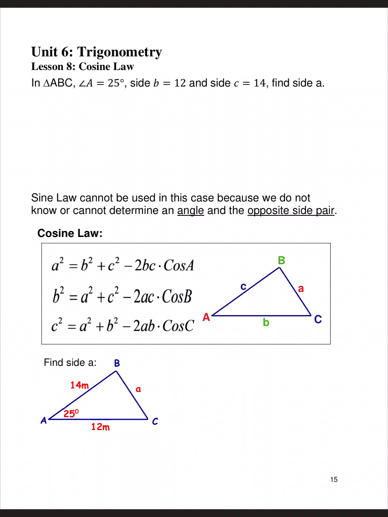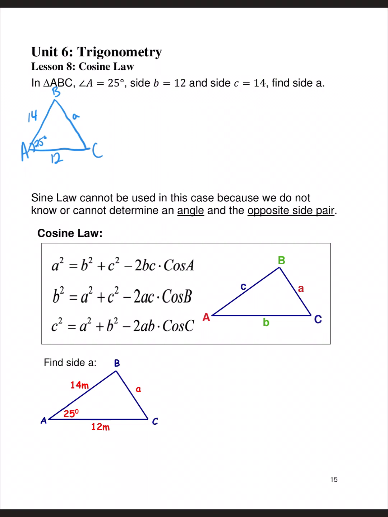So in triangle ABC, let's draw a triangle ABC. Angle A is 25 degrees. Side length B is going to be 12, so remember that's across from the angle. And side length C is going to be 14. Find side A. So we'll just put a lowercase a here.